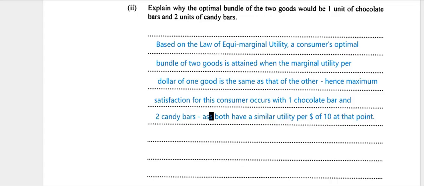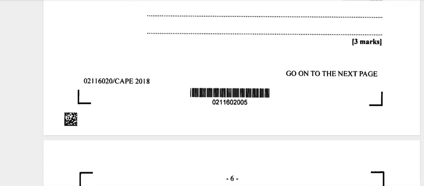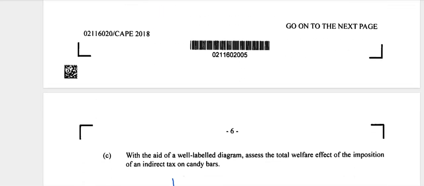Good. So let's continue with our question. Part C says, with the aid of a well-labeled diagram, assess the total effect of the imposition of an indirect tax on candy bars. All right, so with the aid of a well-labeled diagram.